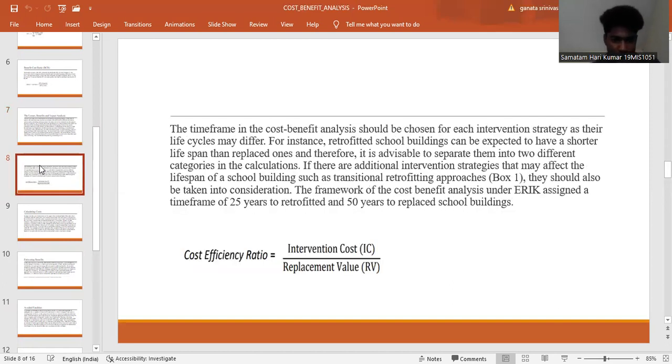And the time frame in the cost benefit analysis should be chosen for the interventions. Life cycles may differ. For instance, retrofitting school buildings can be expected to have a shorter lifespan than replaced ones, and therefore it is advisable to separate them into two different categories in the calculations. The framework of the cost benefit analysis under ERIK assigned a time frame of 25 years to retrofitted and 50 years to replaced school buildings.